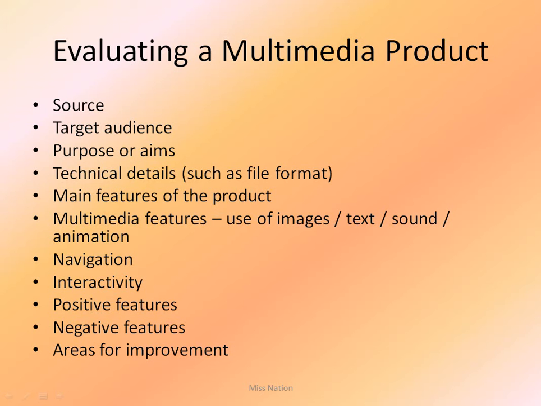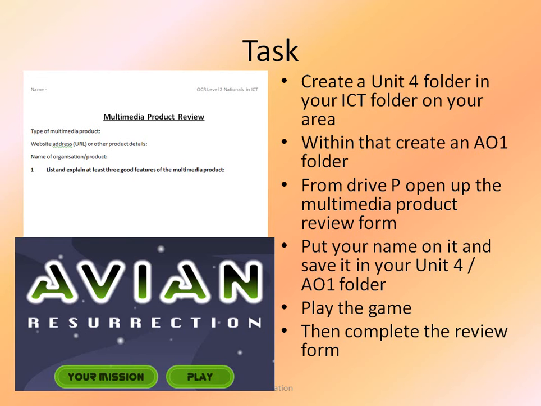Main features of the product. What does it do, or what can the user do on that multimedia product? What makes it multimedia? What images are there, text, sound or animation? Navigation is about how clear it is to move around the multimedia product. Do you click on hyperlinks? Do you click on arrows? How do you find the information that you're interested in that multimedia product? Interactivity is about how much scope there is for the user to get involved in the product. Are there games to play? Are there opportunities for you to input information? What makes it interactive? Positive features, negative features, and finally it's very important that you are able to suggest and justify areas for improvement.